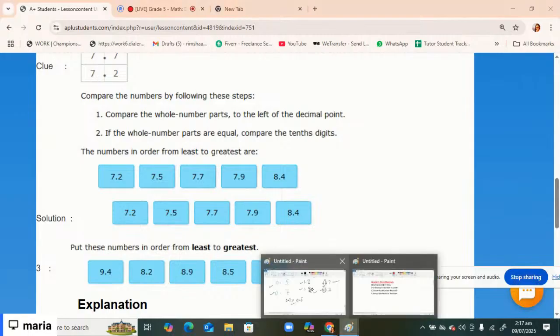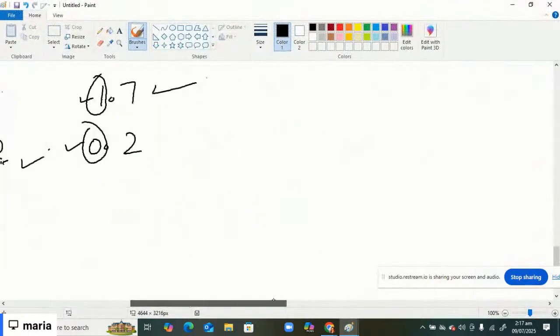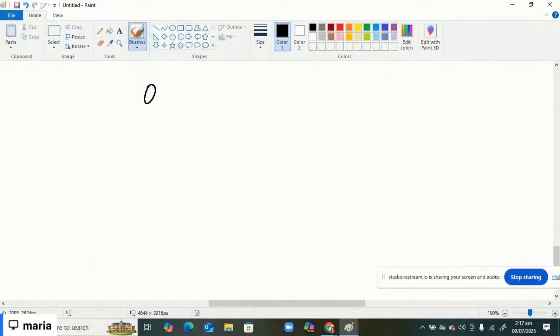So there are some different numbers, so let's do it. For example, here if I'm going to write 0.5, 0.